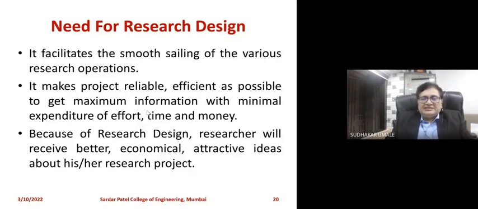Because of research design, the researcher will receive better, economical, attractive ideas about his or her research project. Somebody has asked me, what is the reason for selecting a research design? Because you'll get a better way. You can save your time, and you'll get economical and attractive ideas.